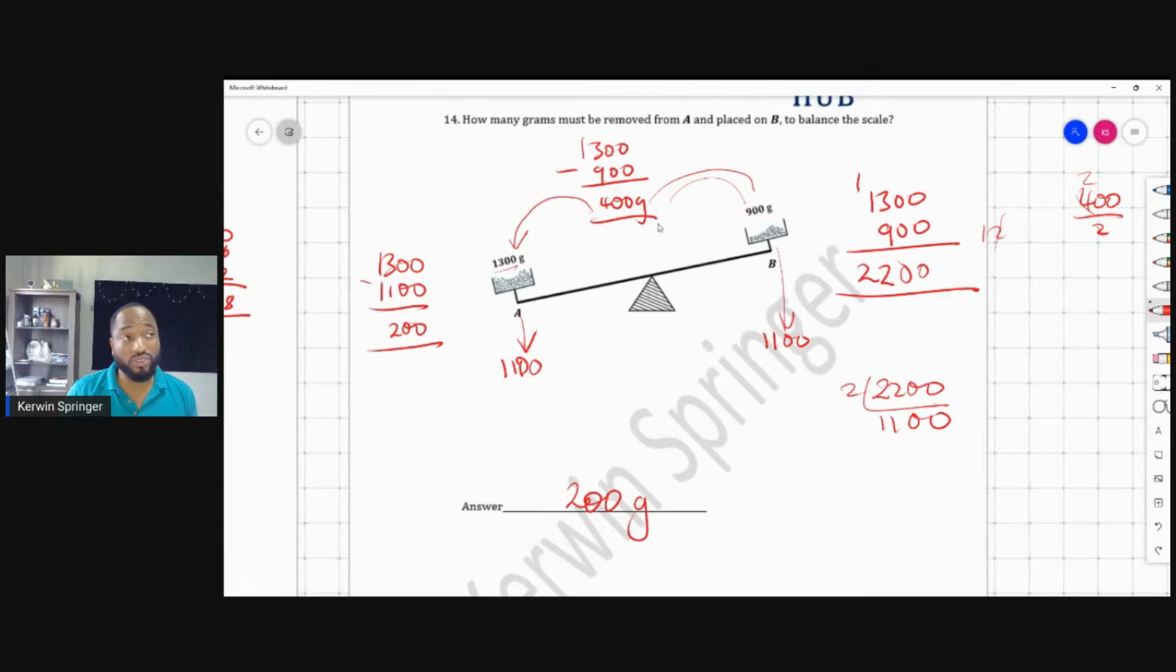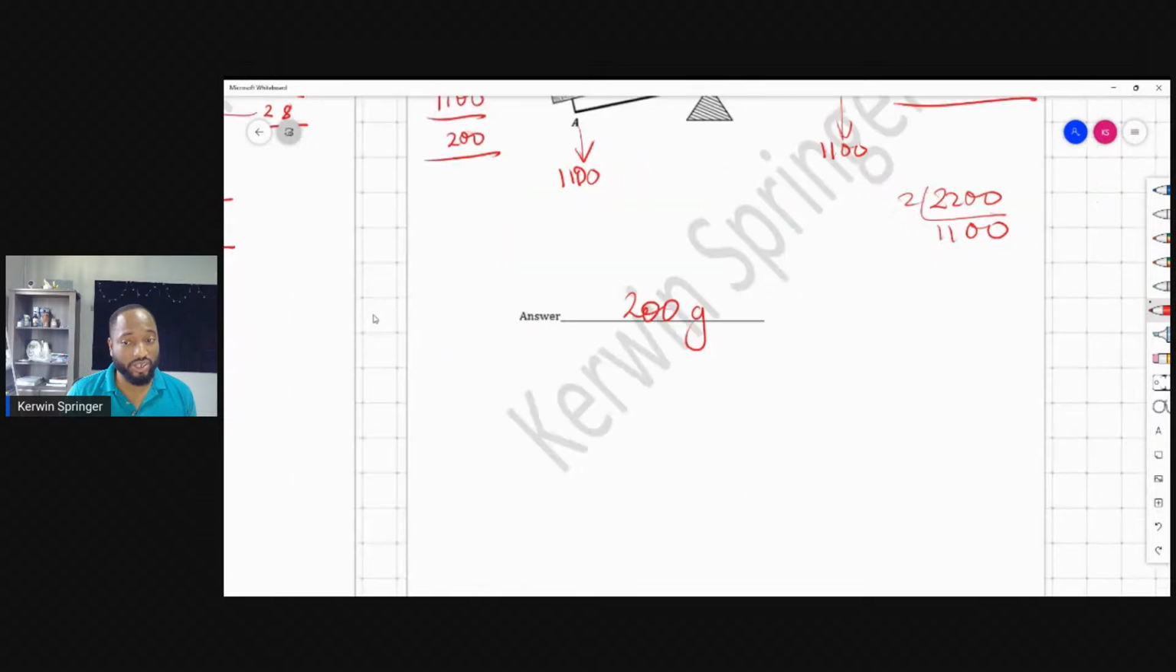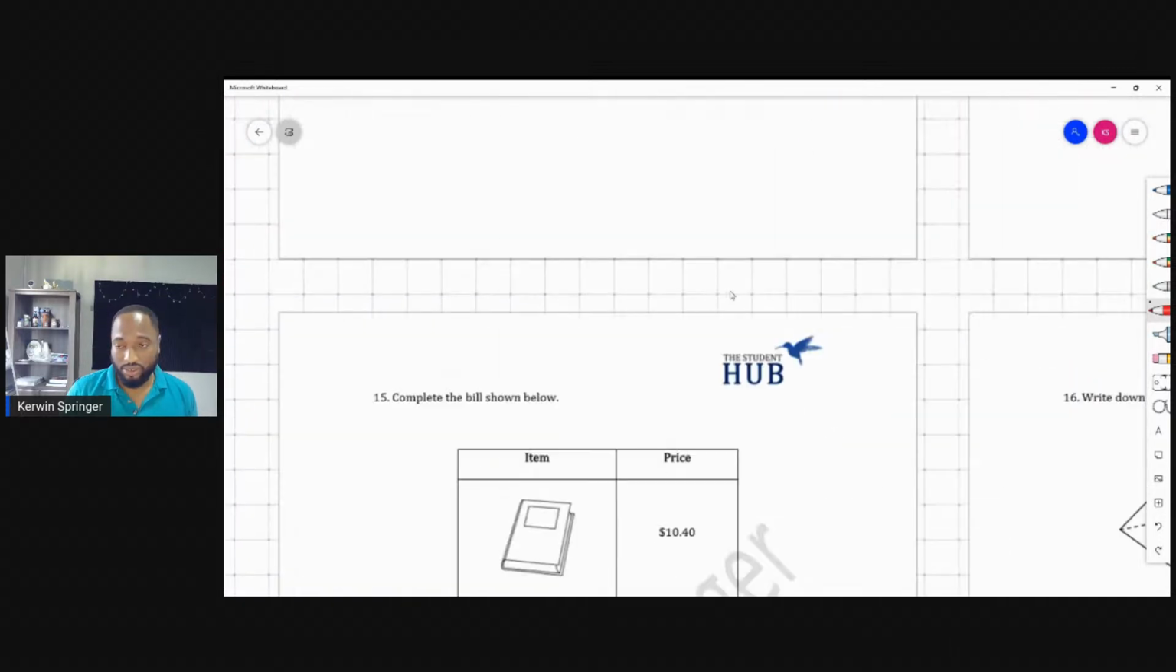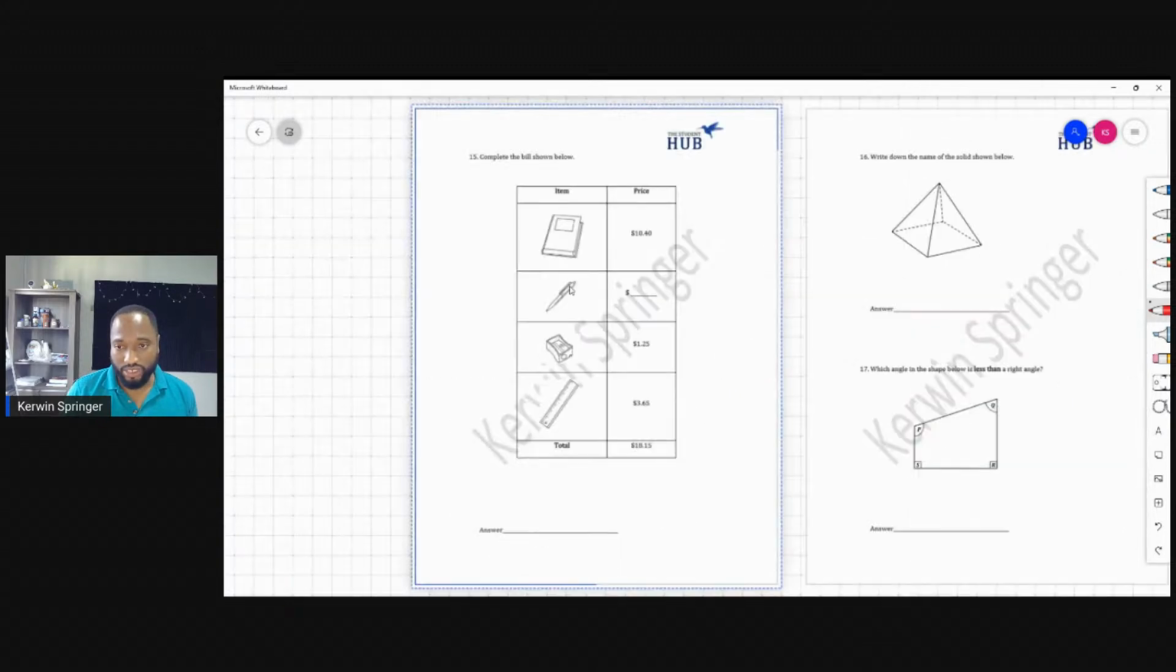A simple but tricky little question. You could lose a mark there. Even a well-prepared student could just lose a mark there.